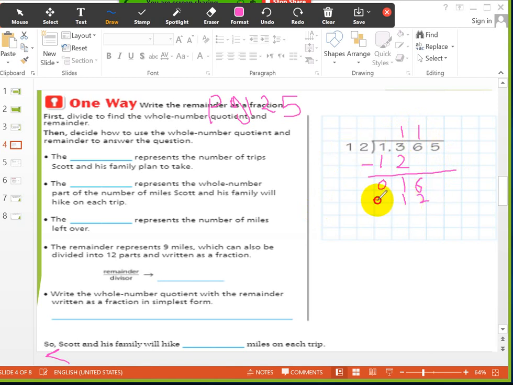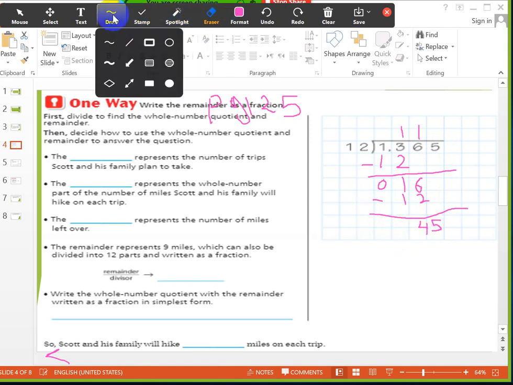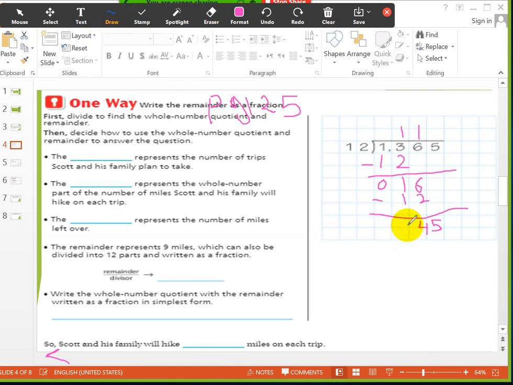We repeat these steps a lot of times, I think. Now 6 minus 2 equals 4. And this will be 0. Now I will regroup the number. I will take the 5 and put it next to the 4. So it will be 45. 45 divided 12. How many 12s in 45? I think it will be 3.